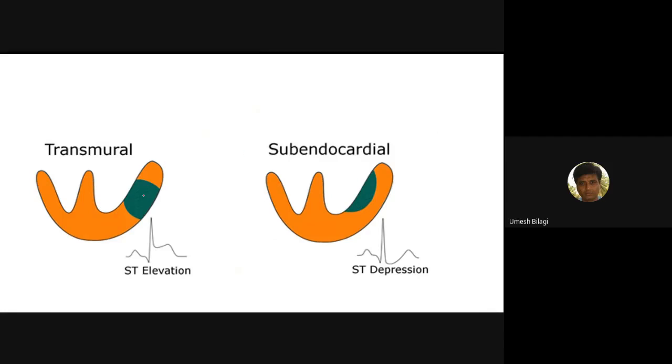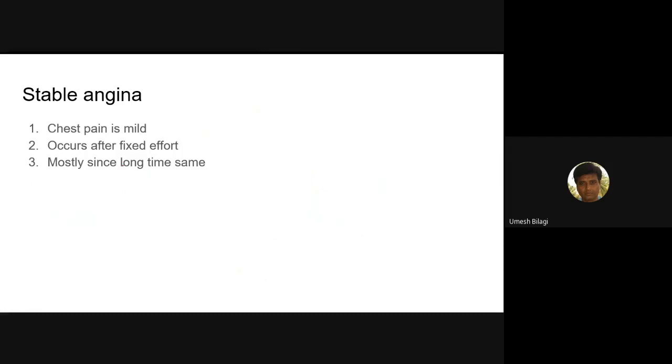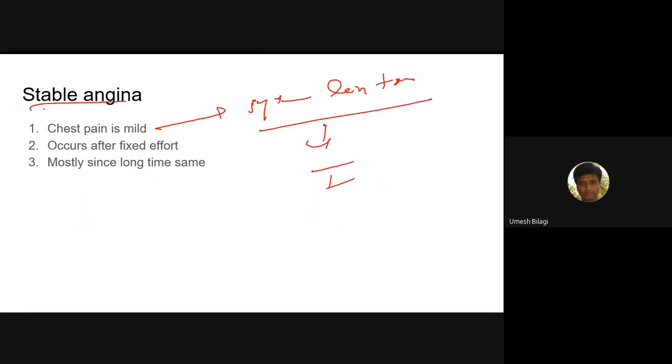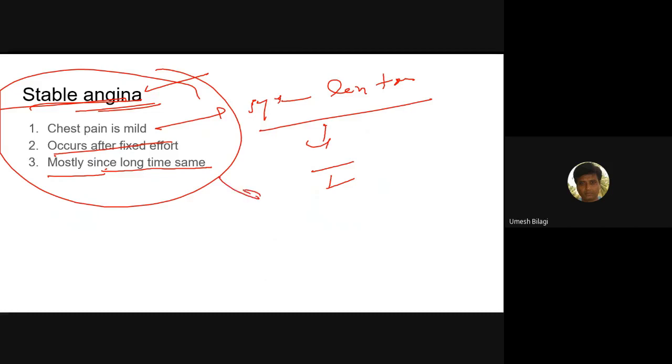I told you about the transmural and subendocardial. Now we'll go to stable angina. What is stable angina? I told you, the patient is having fixed quantity of symptoms since a long time, no worsening, fine with drugs. That is stable angina. That means the patient is like that only since a long time. Nothing is happening to him, he is comfortable with the tablets, of course. That's stable angina. And it occurs at a fixed effort, I told you. Mostly since a long time. That's about stable angina. This is not an emergency.